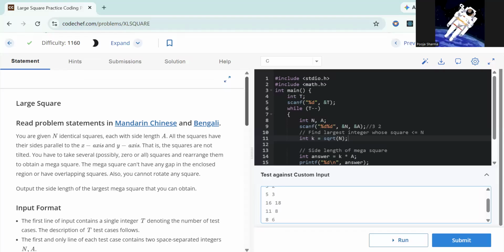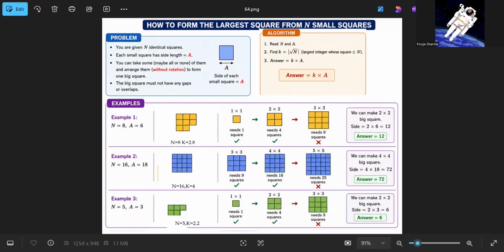So good morning. Today we are going to talk about this topic, the large square problem. Let me share one presentation which I've created for you so that it will be easy for you to understand. Now, what is this large square problem?